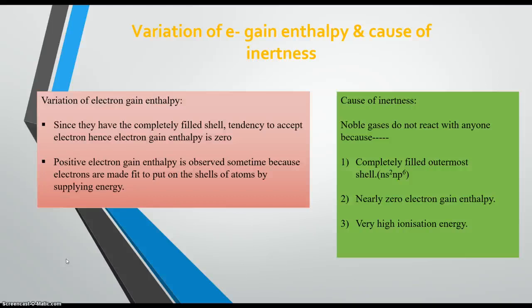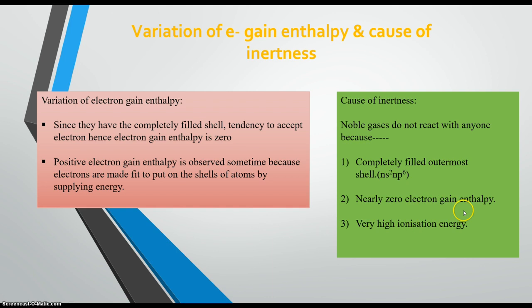The reasons are: number one, they have a completely filled outermost shell, that is ns2np6. For this reason, there is no tendency to accept or reject electrons from the valence shell, and that's why they are very inert. Secondly, they have electron gain enthalpy 0, that means they have no tendency to accept electrons in their valence shell, and that's why no reaction is possible for these group 18 elements.